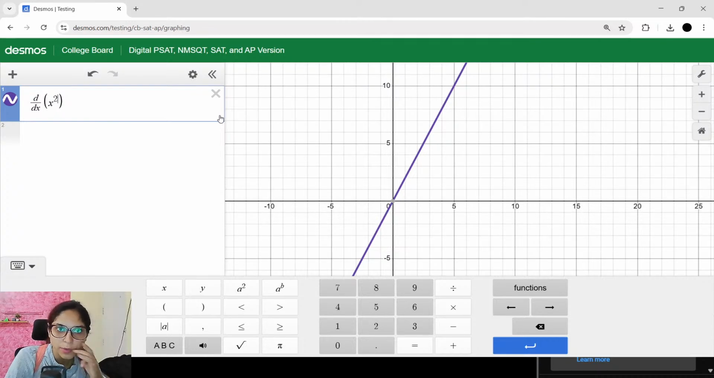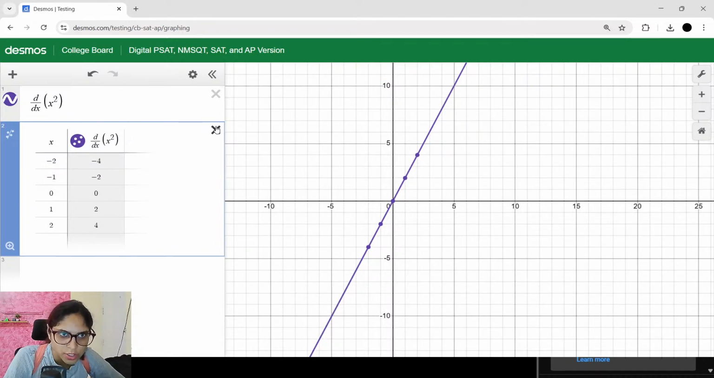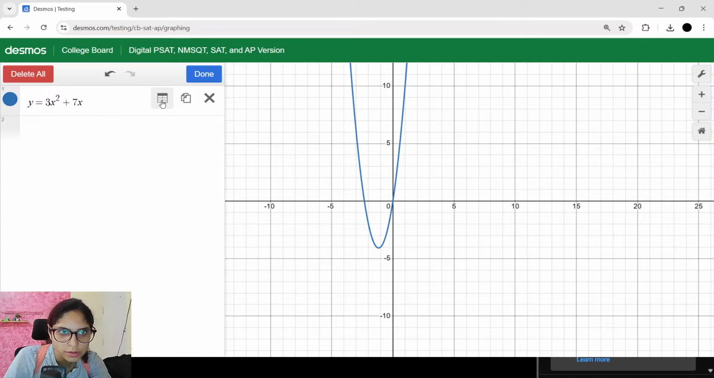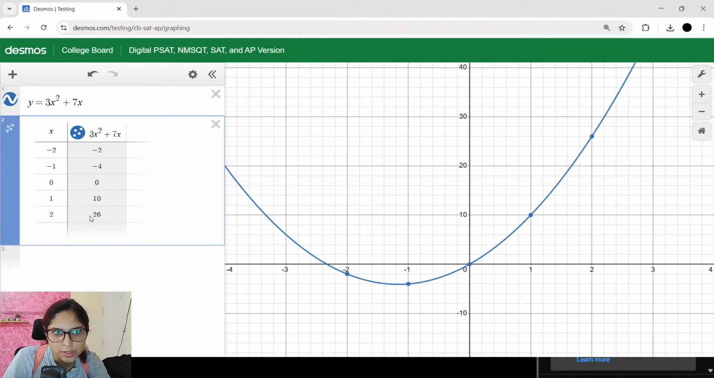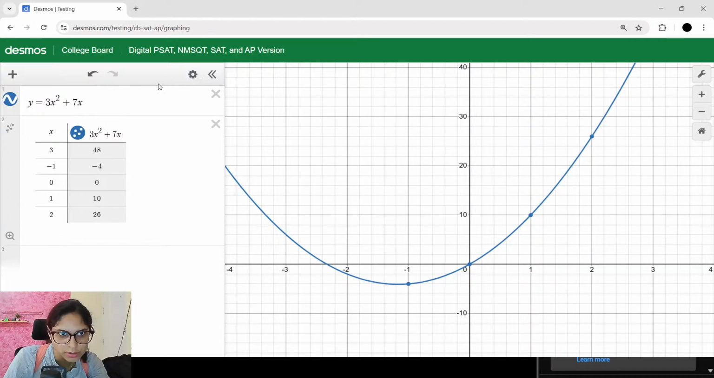And now how can you make a table? You can make a table over here. At 0, it's 0. At 1, it is 2. At 2, it is 4. From any equation, not just this one. If I am writing y is equal to 3x squared plus 7x, you can just go here, create a table, and whatever values you require, you can write them down. At negative 2, the value is negative 2. At negative 1, it's negative 4. At 0, it is 0. At 1, it is 10. And at 2, it is 26. And you can modify them by your choice also.